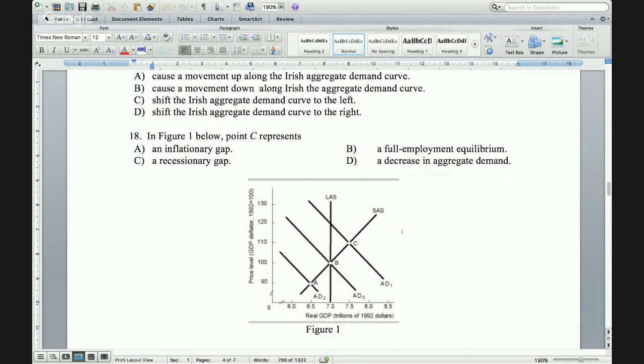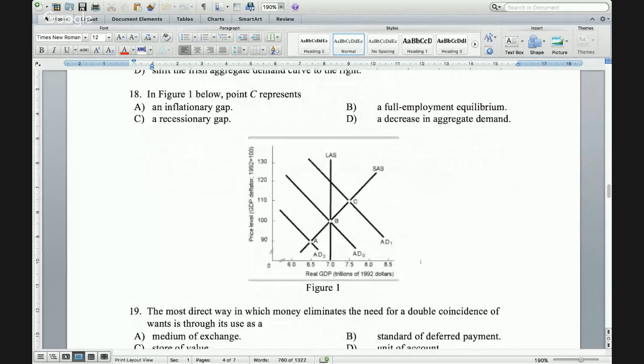Question 18. In figure 1 below, which is what we referred to twice already to help us out with previous questions, point C here represents an inflationary gap, a full employment equilibrium, a recessionary gap, or a decrease in aggregate demand. Okay, so it's definitely not a decrease in aggregate demand because aggregate demand has just shifted out to the right. So we can rule that out. Full employment equilibrium, we can rule that out as well. Full employment equilibrium really is associated with point B.